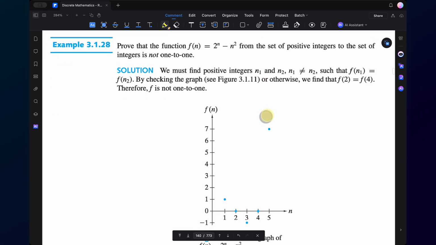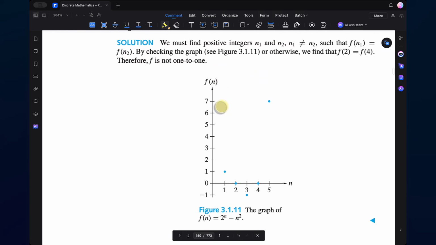Okay, let's prove that this function is not one-to-one. Prove that the function f of n equals 2 to the n minus n squared from the set of positive integers to the set of integers is not one-to-one. So what does this mean? It means exactly what they're saying it means.